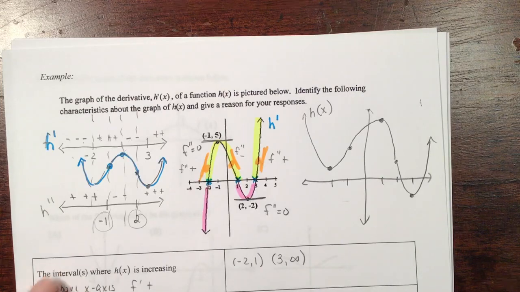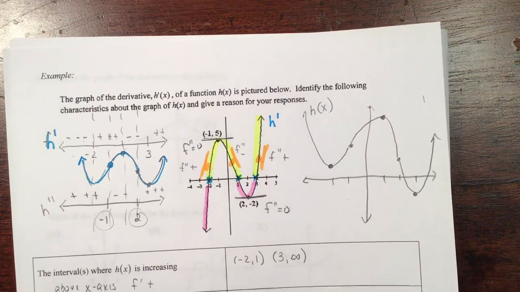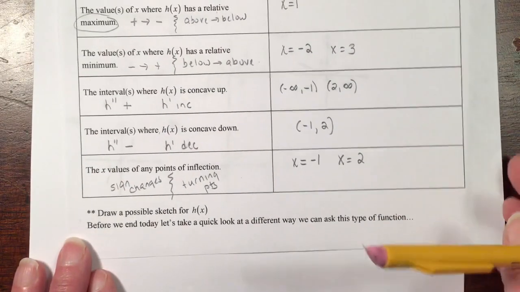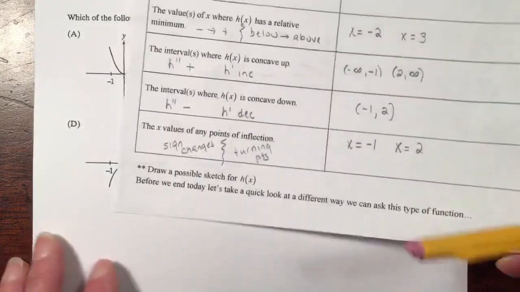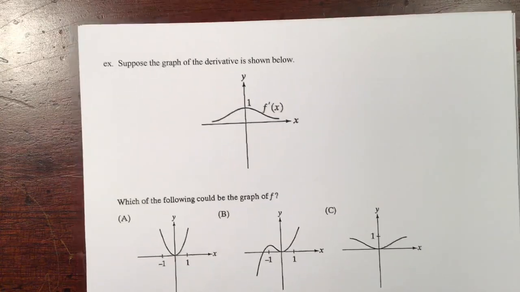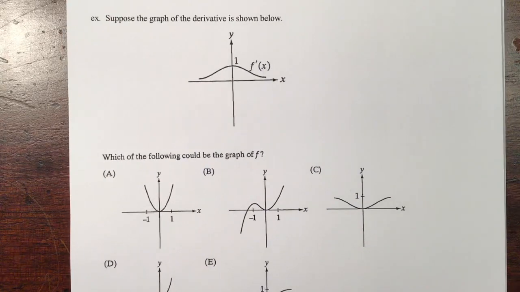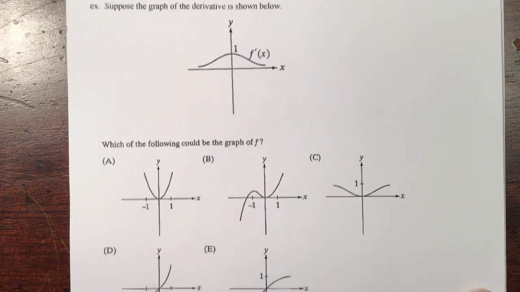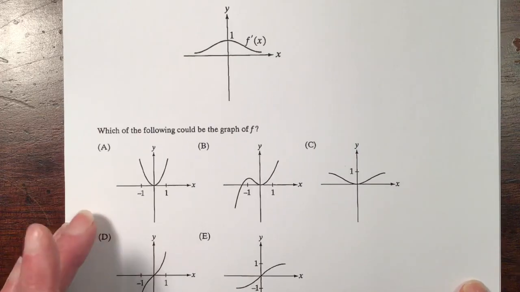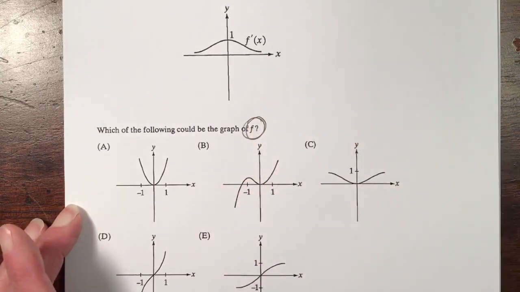Again, I'm not going to test you on that, but it's something that you should try to do on your homework. All right. Before we end today, let's take a quick look at a different way we can ask these types of questions. So this is an AP style question. It is a little challenging, but I think you guys can handle it. Suppose the graph of the derivative is shown below. So we're looking at the graph of the derivative. We want to figure out which of the following could be a graph of the original function.